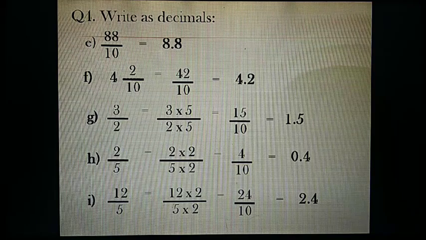I hope all the conversion, place value chart, everything is clear to you.